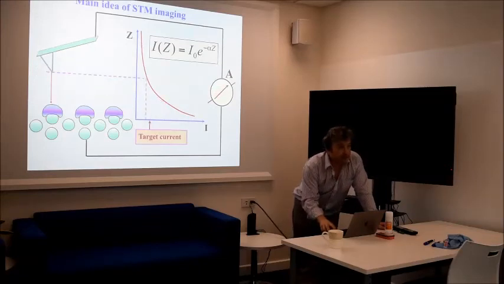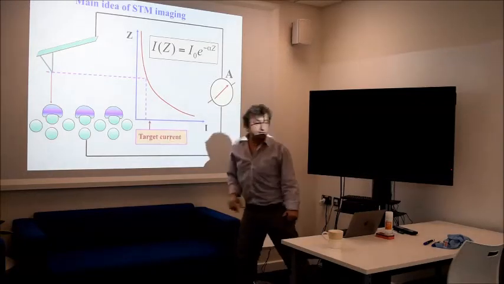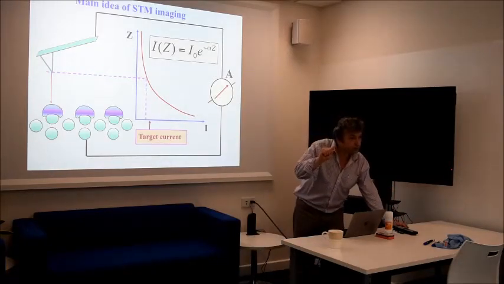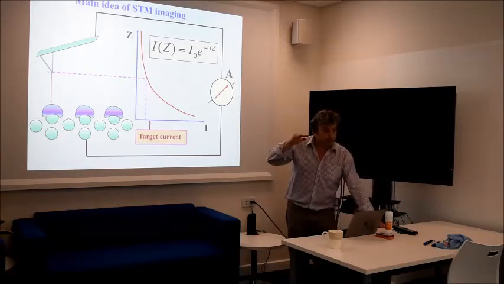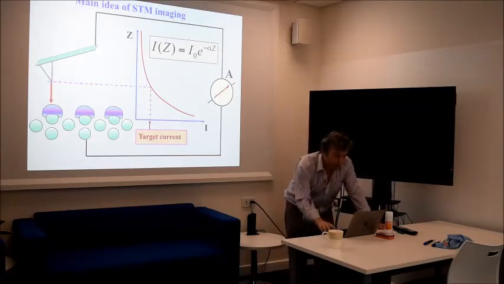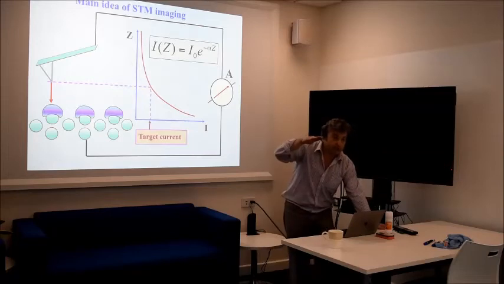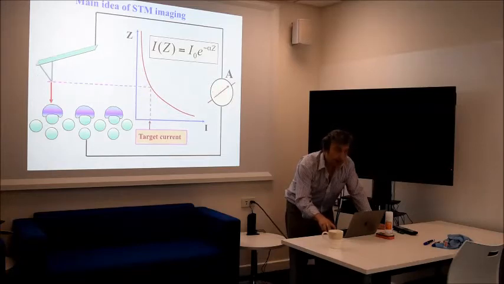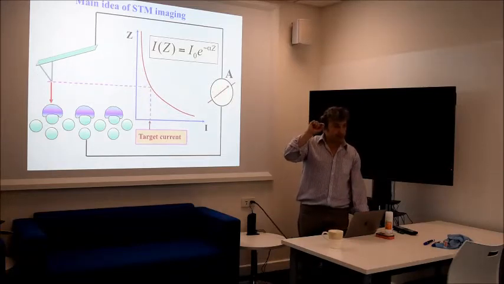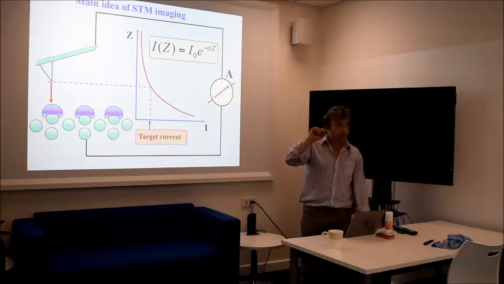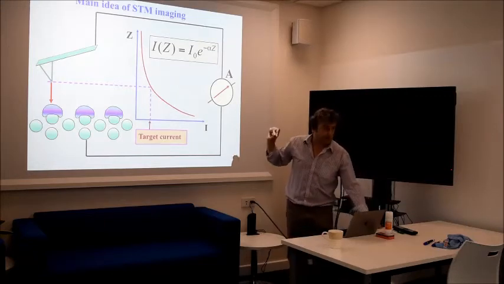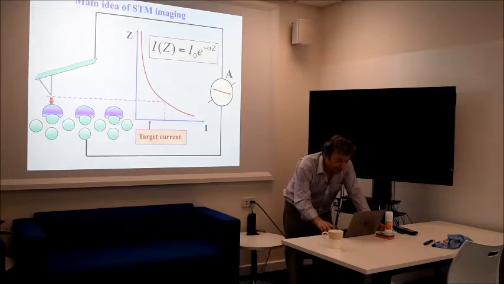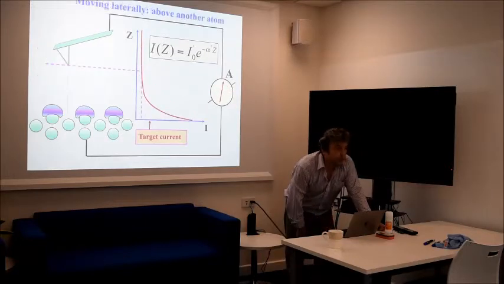You may set up a certain target for the current. And the target for the current is like this. So your machine would like to keep that current. So what would the machine do? The machine would start moving the tip down, down, down. The current is still lower, lower, lower, higher. So it would continue until it establishes exactly the height of the tip which would deliver exactly that current.